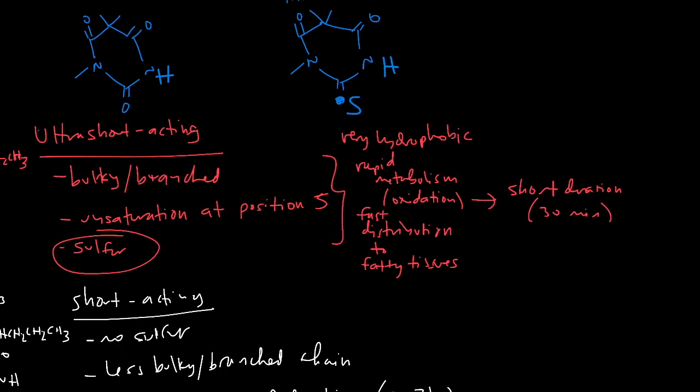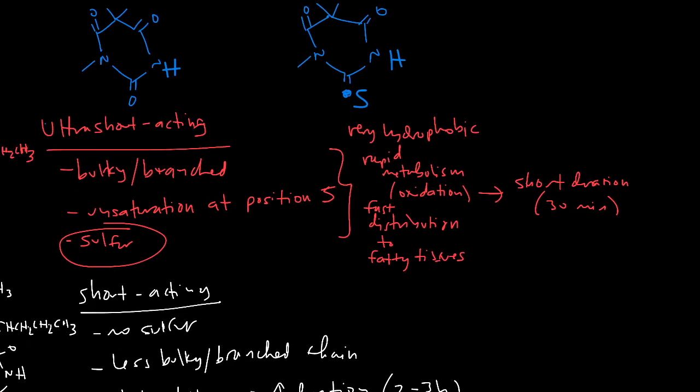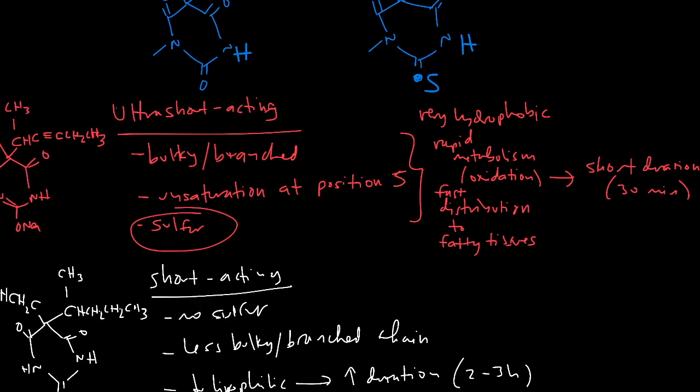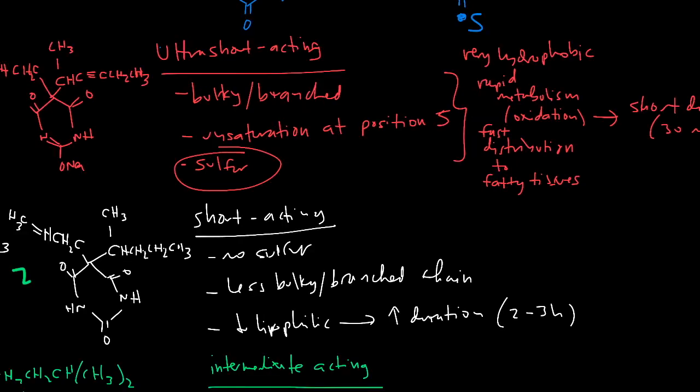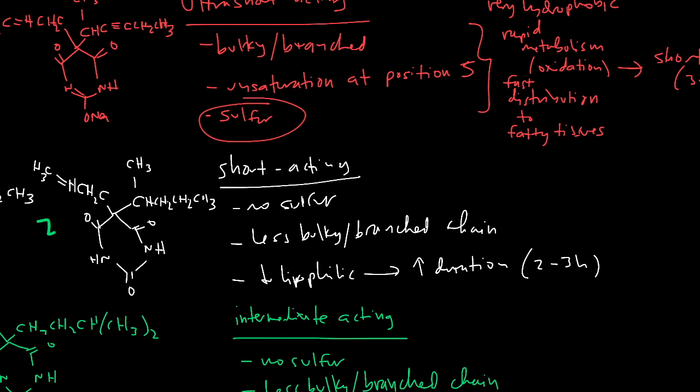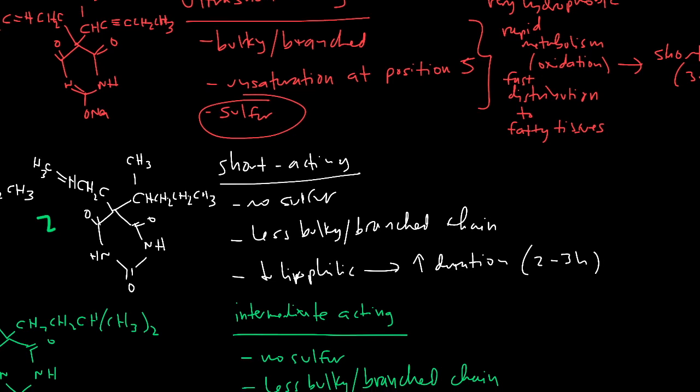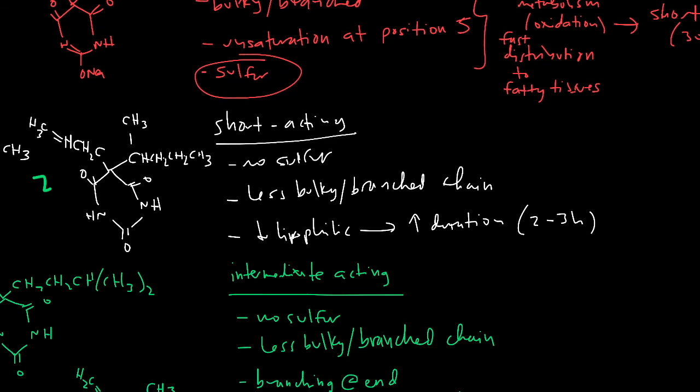Your ultra short acting, they definitely have a sulfur. If not, they're very branched or very bulky. There's not really a difference between short-acting and intermediate. However, if he asked you to find a difference, intermediates have less bulky groups, less unsaturation, and fewer carbons. And these definitely do not have sulfurs.